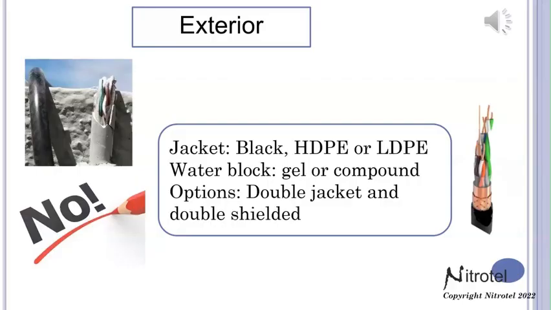Cable that's running outside the building requires special cable. We should not use interior type cable outside. Cable run outside a building will be black, have an HDPE or LDPE jacket. It'll have water block, gel, or compound, and the options are double jacket and double shielded. Contact Nitrotel if you have a specific need for exterior cable.